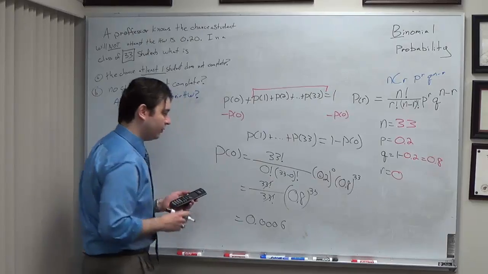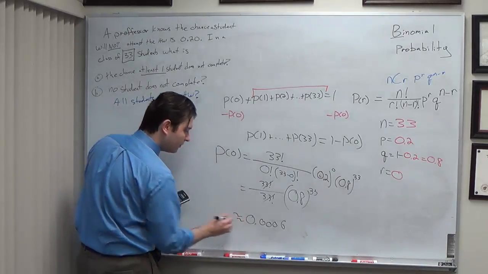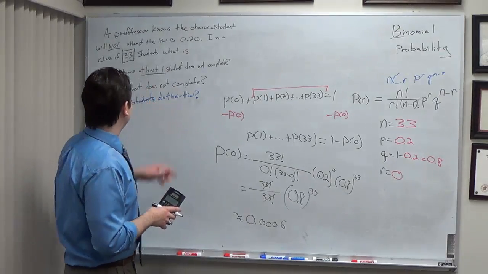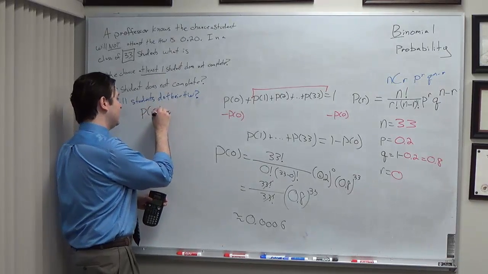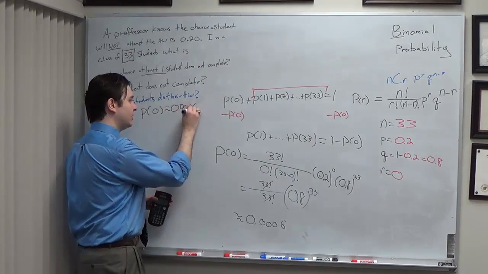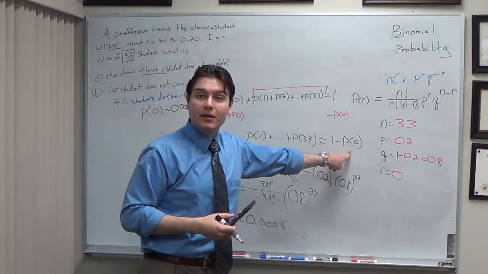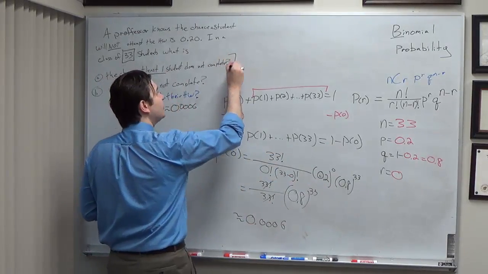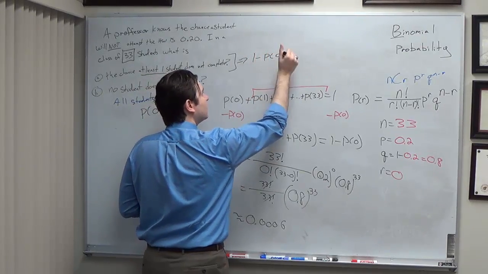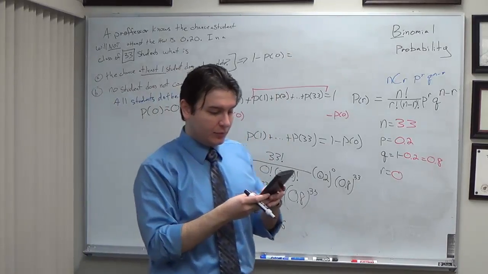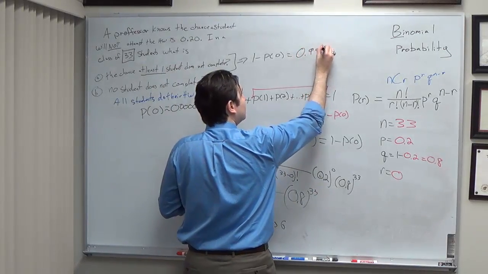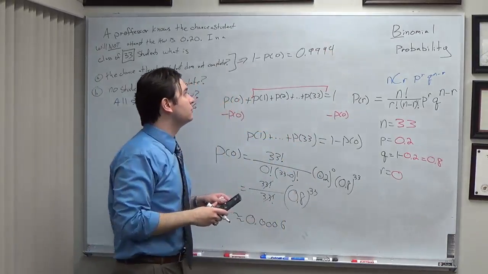0.0006 with rounding. So I'll write wiggly equals here. Highly unlikely. The chance that no student does not complete their homework is 0.0006. If I do 1 minus that number, I'll find the chance that at least one student does not complete. And so I do 1 minus 0.0006, and I get 0.9994. Again, this is with rounding.